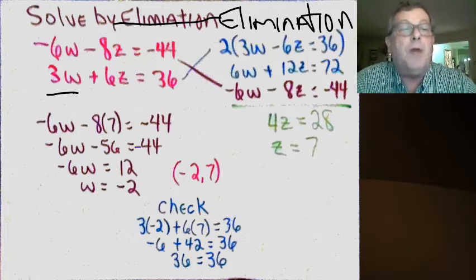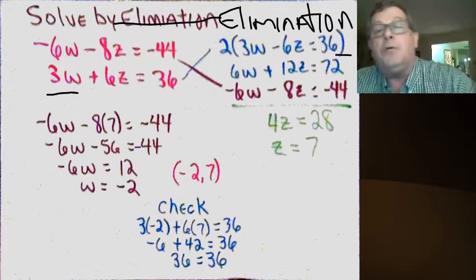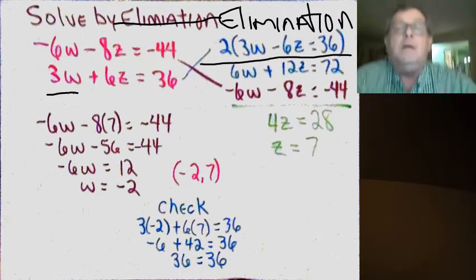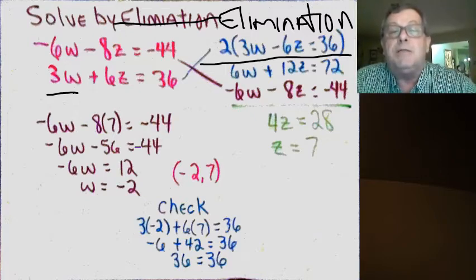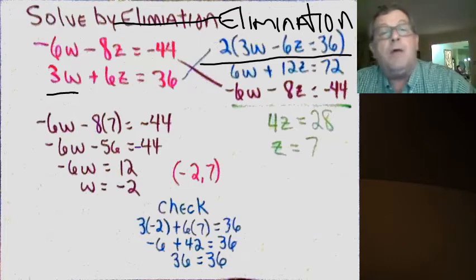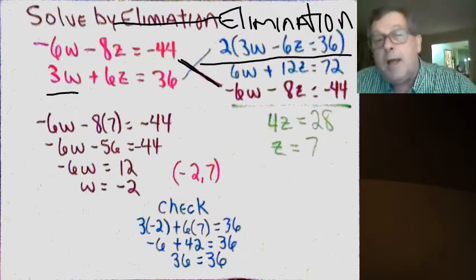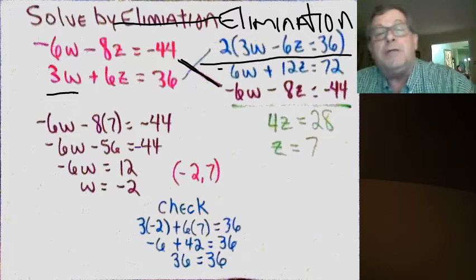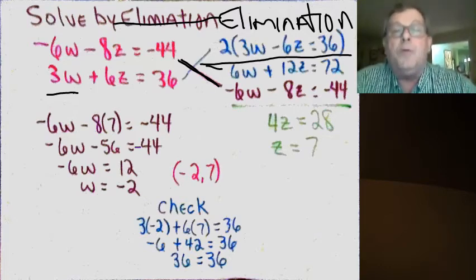However, I can't just multiply 2 times 3w. I've got to multiply 2 by the entire equation. So that's what I'm going to do. 2 times 3w is 6w, 2 times 6z is 12z, and 2 times 36 is 72. Now I'm going to bring the first equation in here and add it to the equation I put together after multiplying by 2. So I've got 6w minus 6w is 0, 12z minus 8z is 4z, and 72 minus 44 is 28.